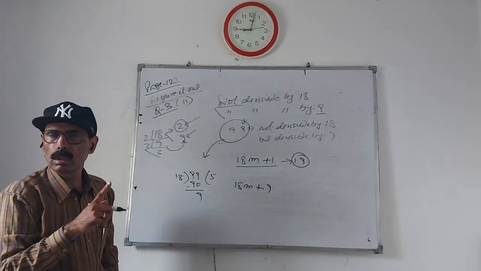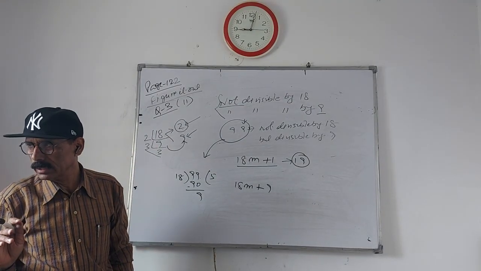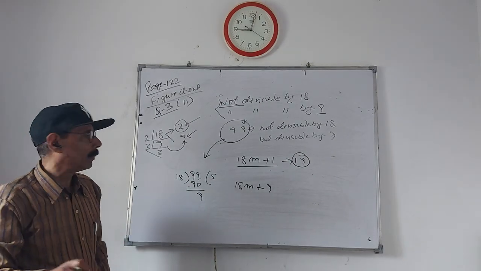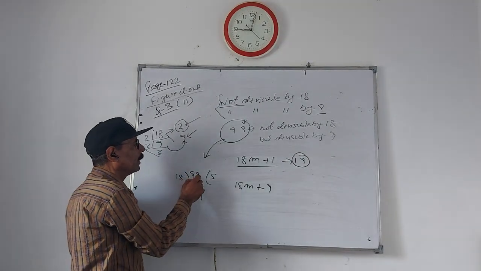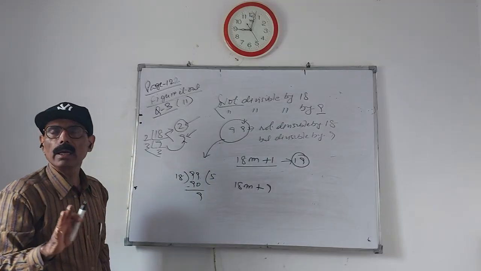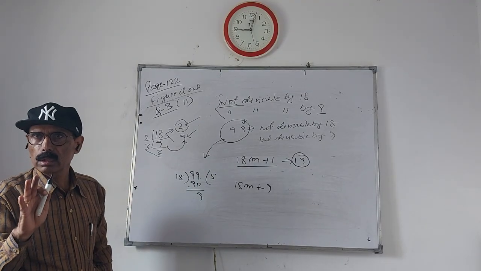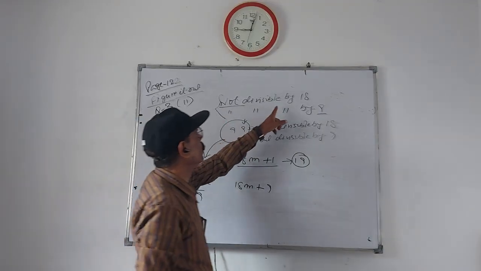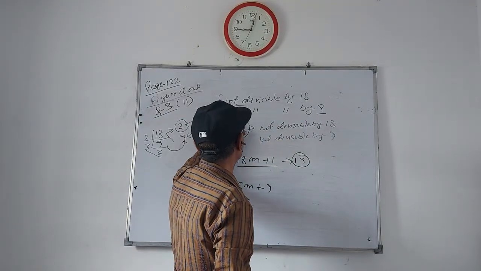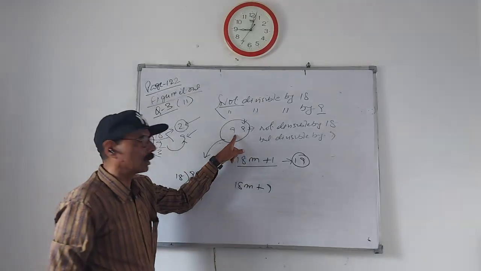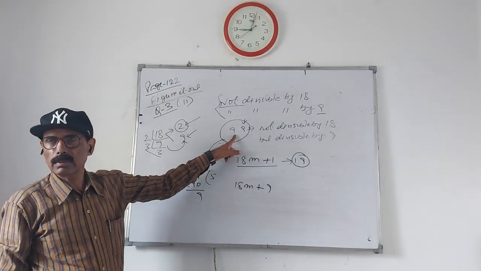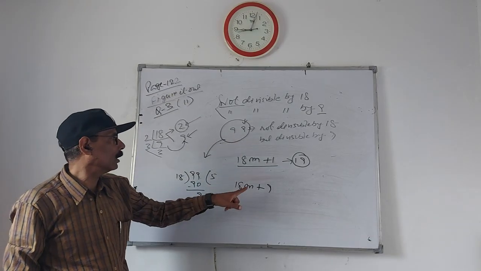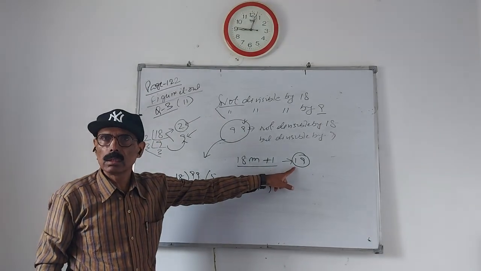What does it say? 19 is not divisible by 18 and not divisible by 9. But here 99 is divisible by 18 and divisible by 9. Both. In this, what can we say? If a number is not divisible by 18, then not divisible by 9 is not correct. Sometimes it can be divisible by 9, sometimes it cannot be divisible by 18.